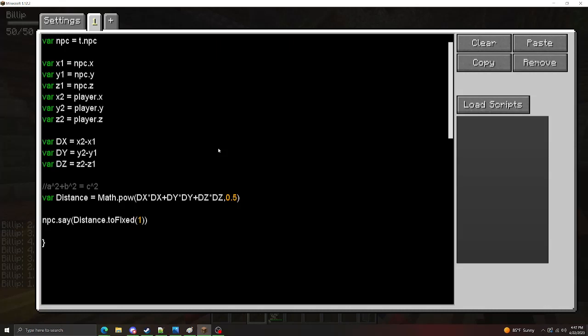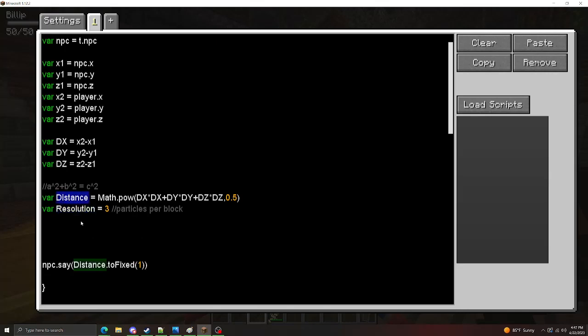Now we need to determine how many particles we want to spawn in our particle line. The easiest way to do this is going to be by defining a resolution, which is going to stand for how many particles we want to spawn per block. Okay, and we'll do 3 particles per block. If we want 3 particles per block, and we have the distance in blocks between us, it might make sense that we can multiply these two values to get the total amount of particles we're going to spawn. Okay, so the distance times the resolution is going to give us the particle total.